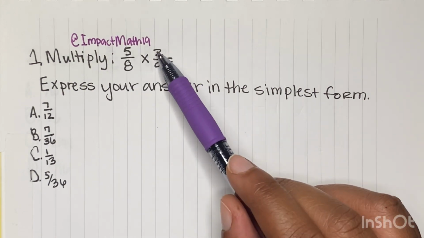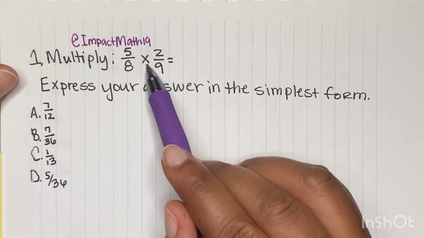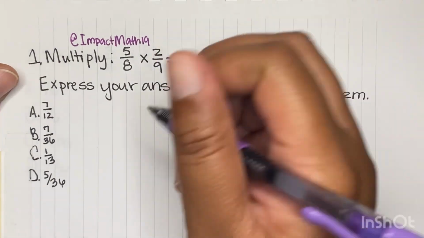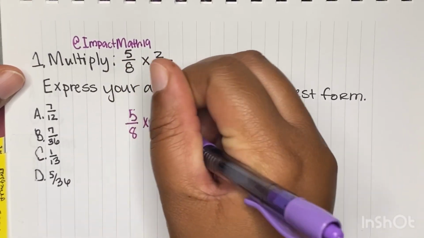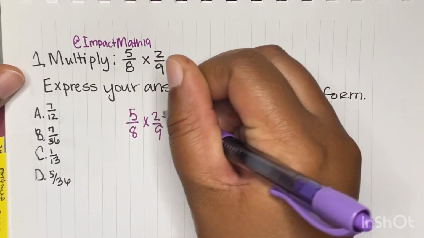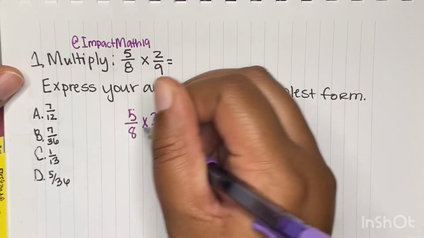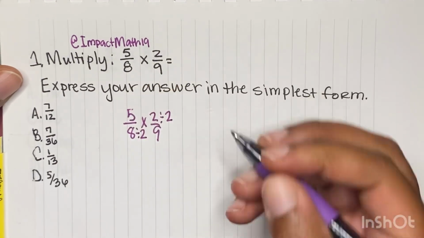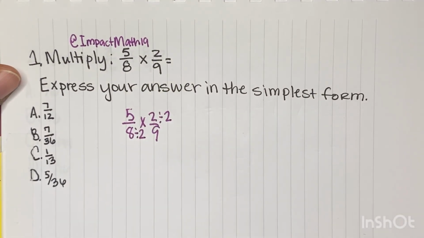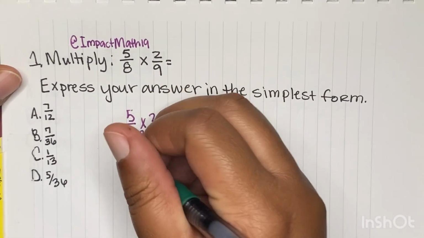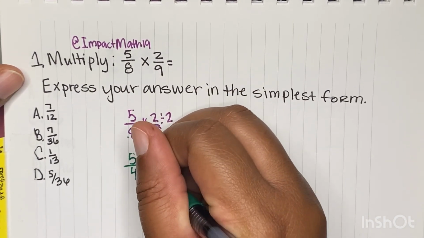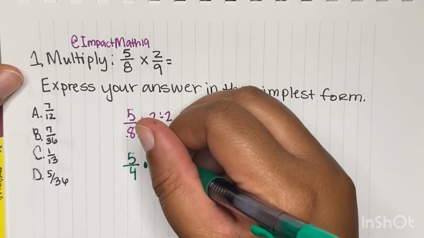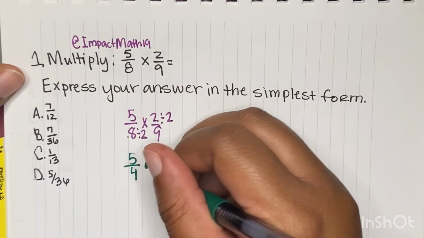cross out. So you see how you have a 2 here and an 8? Well, 2 can go into 8. So let's rewrite this. Times 2/9. So I'm going to divide this by 2, and I'm also going to divide this 8 by 2. So what that leaves me is a 5 on top, and then 8 divided by 2 goes to a 4, times 2 divided by 2 is a 1, and that leaves a 9.